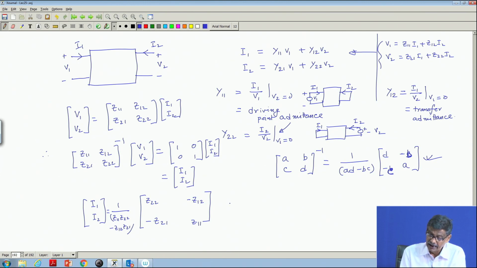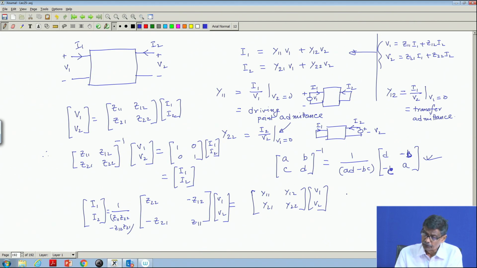Therefore, I will say that this times V1 V2 is equal to y11, y12, y21, y22 times V1 V2. Okay. Therefore, we can easily say the relationship between y11 and the Z parameters. If you know the Z matrix parameters, you can find y11 as Z22 divided by the determinant Z11 Z22 minus Z12 Z21, is it? This first element y11 is Z22 by this determinant.